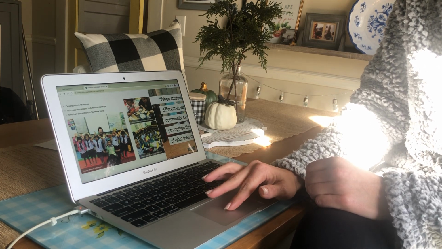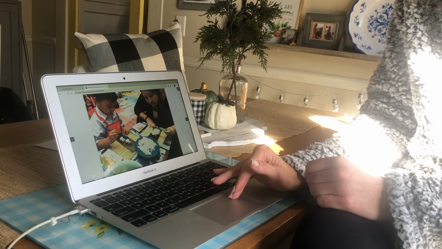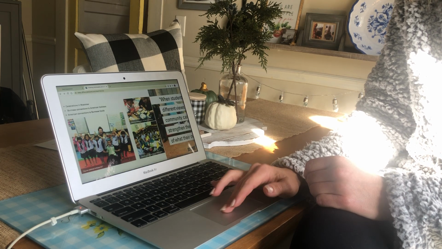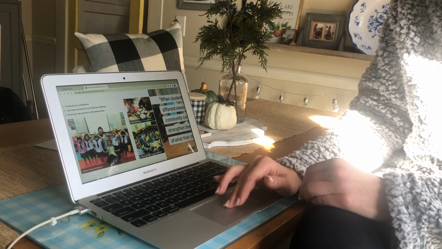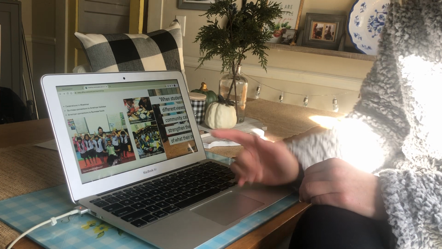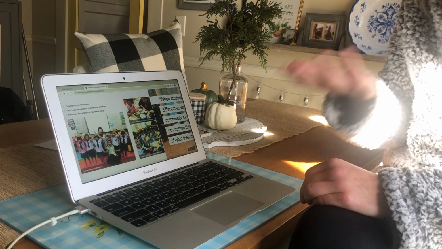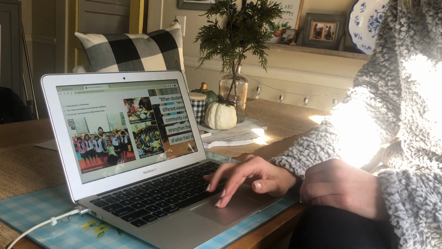Here they're making sushi. What's funny enough is my students have never made sushi, but a lot of them had sushi with their moms, which I love sushi. And so they really identified with that.